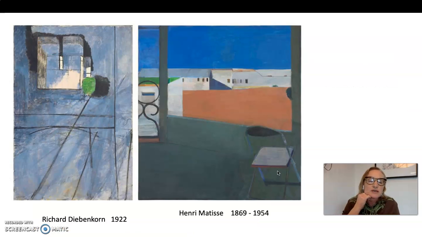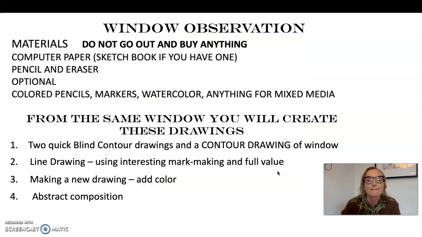There are 2 artists, Richard Diebenkorn and Henri Matisse. Diebenkorn was greatly influenced by Matisse, and he did a series of abstract paintings from Matisse's interiors that Matisse made when he was alive in the 19th century. Matisse was a very influential painter for a lot of contemporary artists. So eventually you will be making a drawing that will be an abstraction looking out the same window. We'll get to that in a second.